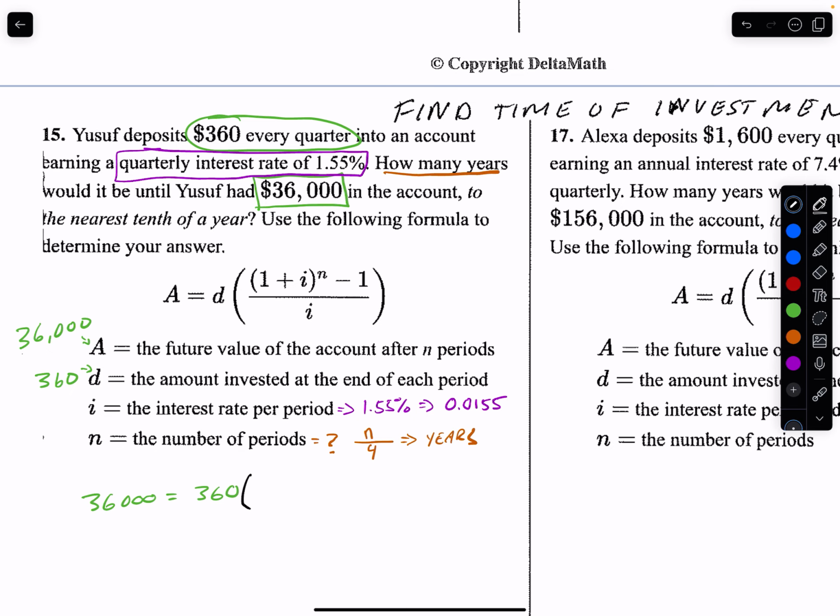Now, if we break down what's happening on the inside here, the top of our fraction, we've got 1 plus the rate, which is 0.0155. Now we have this raised to the n. We're not sure how many periods there are. We're going to subtract 1, don't forget. And then in the denominator, we have the interest rate per period. So this is a little bit more tricky algebraically.